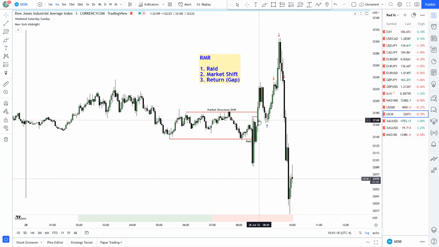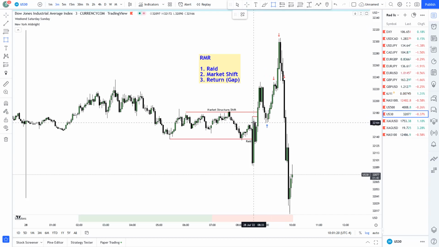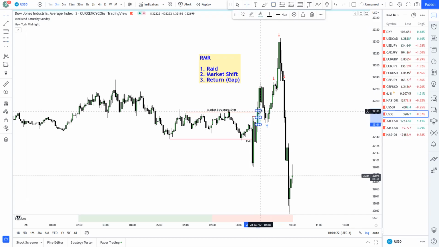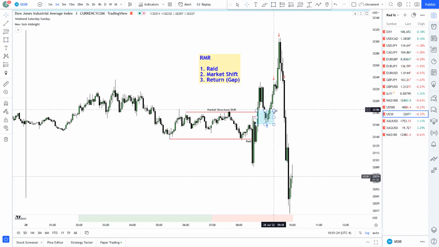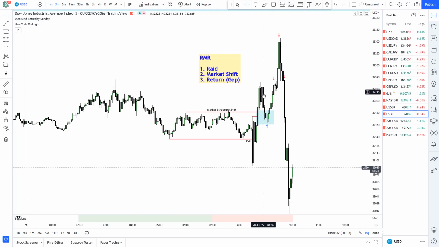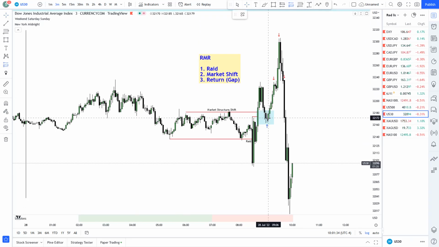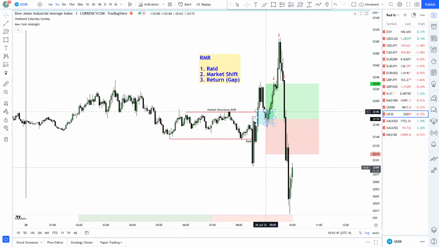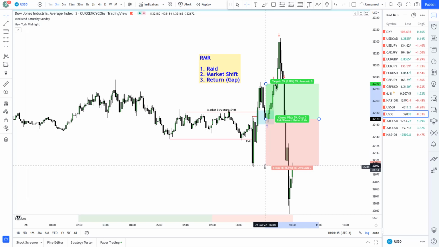So as we can see during that market structure shift, it painted a gap. So there's a gap over here. If we extend that out, that is our return area. So as price retraces into that gap, we're allowed to place a long right there. And once you place your order, can't forget about your stop loss. So in this case, we have our stop loss at the bottom of the raid.